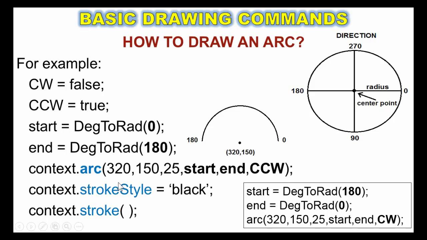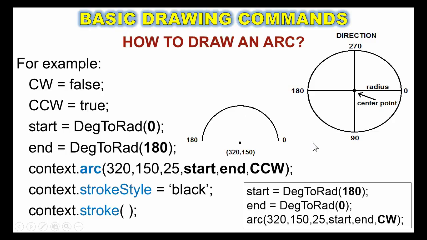And then the command context.arc will draw the arc at the center, 320 on the x-axis, 150 on the y-axis, with a radius of 25, and then I pass the variables start and end, and I specify that the drawing will be counterclockwise, CCW. To make the arc visible on the canvas, we need to stroke it with the color black, and it will draw like this.